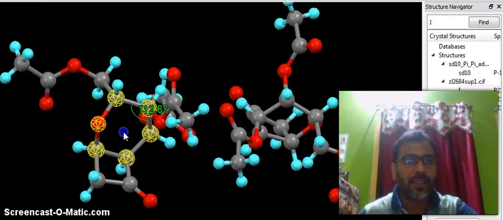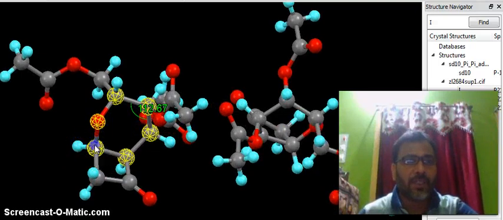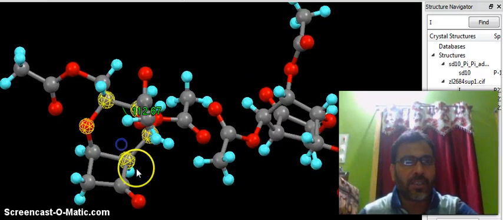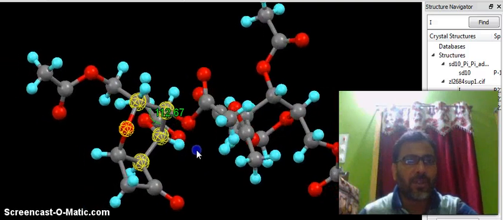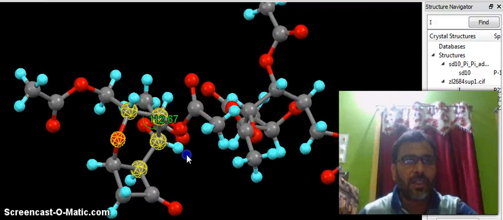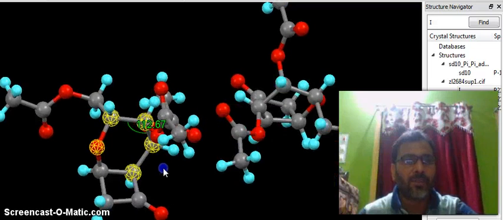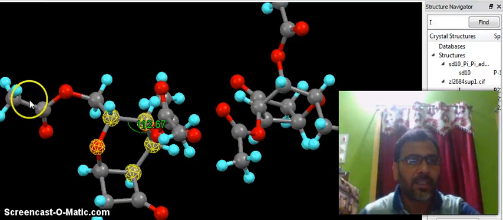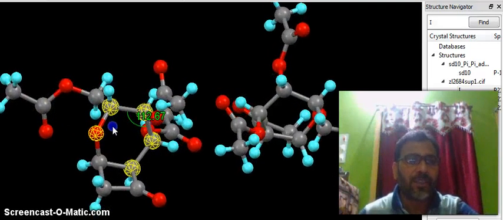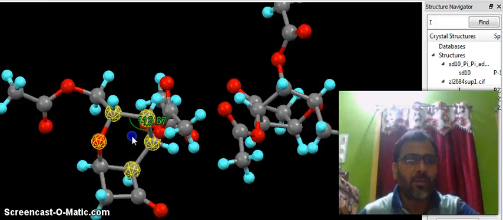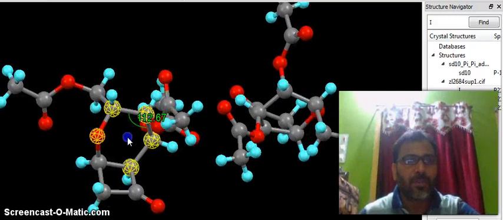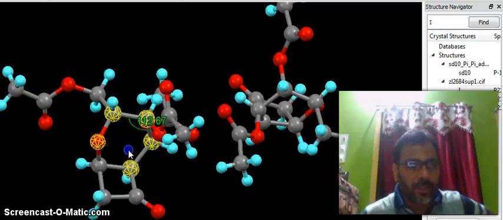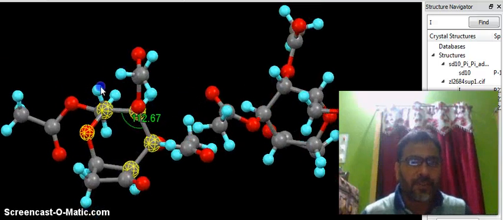Now you look at this carbon, it contains hydrogen in this bond, and the other side is attached with a different group. This carbon also contains hydrogen. This carbon contains hydrogens in different groups. This carbon contains hydrogen in different groups. This carbon contains hydrogen in different groups. So this is the derivative of glucose.